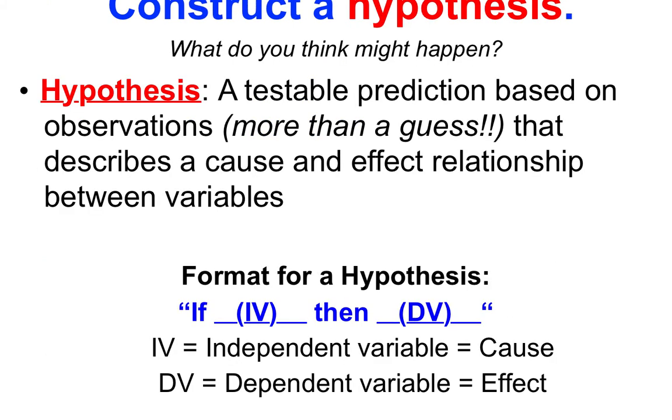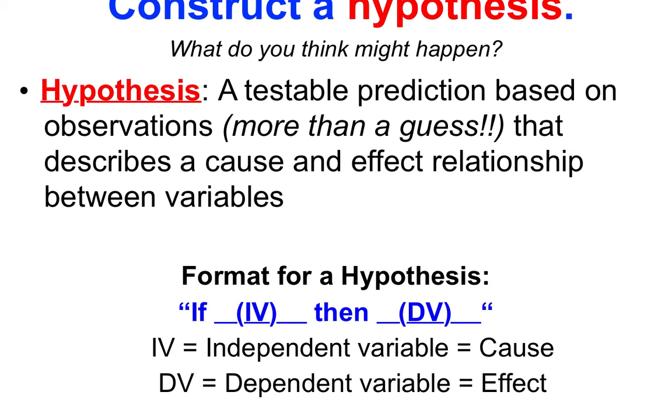Now, constructing a hypothesis has many biased definitions, but a hypothesis is, what do you think might happen? It's a testable prediction based on your observations. It's way more than a guess because you've done background research, so you know you expect to see something. And it describes the cause and effect and the relationship between the variables that you're testing or collecting data on.